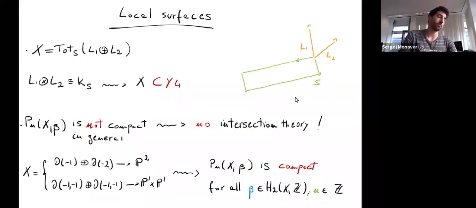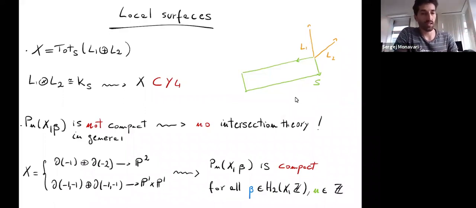So let me tell you something more about these local surfaces, and let's try to get into which kind of techniques we developed. Again, local surface will mean for us today that we start with a surface S, then we take two line bundles such that their tensor product is the canonical bundle. This will mean that X is a local Calabi-Yau fourfold, so it's Calabi-Yau, but non-compact. This is how I like to think of these local surfaces. We have two compact directions given by S and two non-compact directions given by the line bundles.